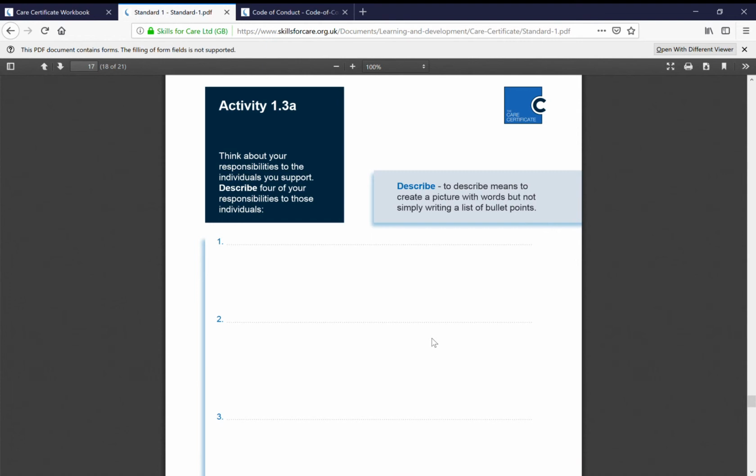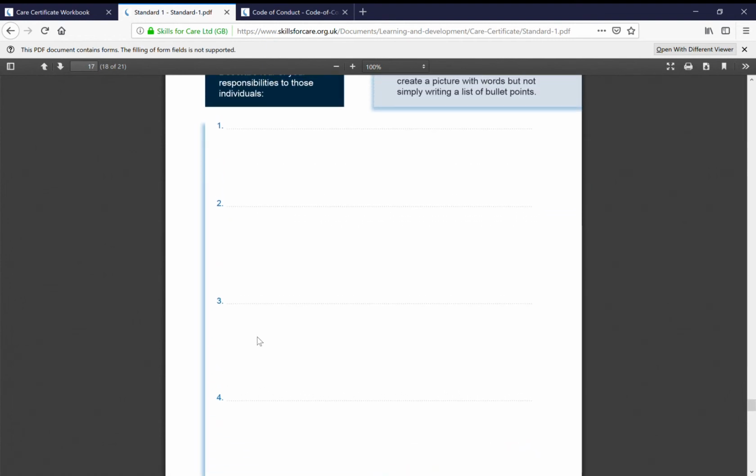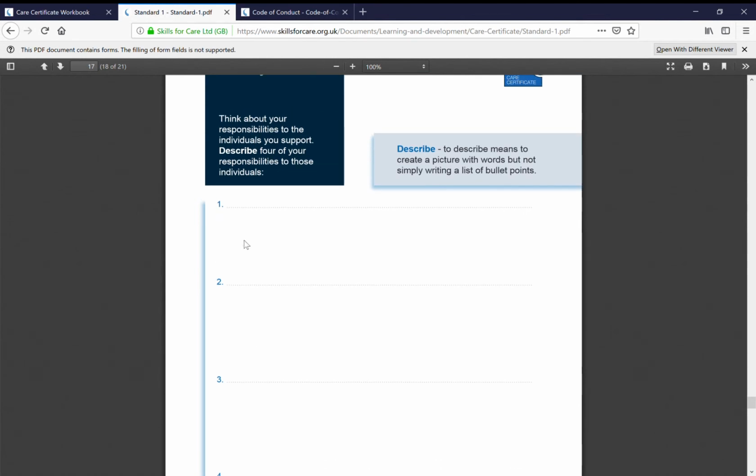Activity 1.3a. So think about your responsibilities to individuals you support. Describe 4 of those responsibilities to those individuals. So what are you responsible for? So have a think about your job description. And what you want to do is have an example. So for example, you'll provide assessment for losing weight. So you'll provide fluids and nutrition, and you'll monitor those and just keep a check on them.